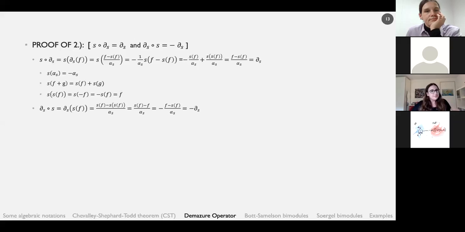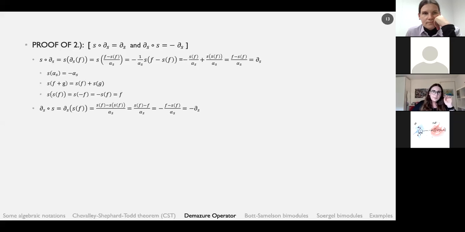S of S of F is the same as F, because we first see that S of F is equal to minus F, so we do that. Then we take the minus out, and then again we have minus S of F, which is minus minus F, and this is obviously F. So if we do all of that, we get F minus S of F divided by alpha S, which is, as we know, the divisor operator.